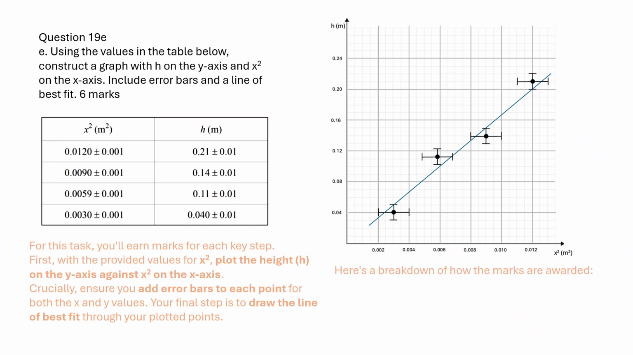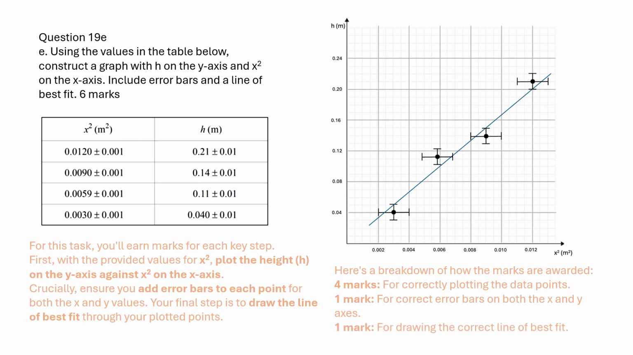Here's a breakdown of how the marks are awarded. 4 marks for correctly plotting the data points. 1 mark for correct error bars on both the x and y axes. 1 mark for drawing the correct line of best fit.